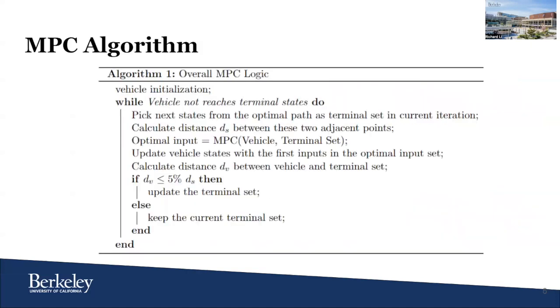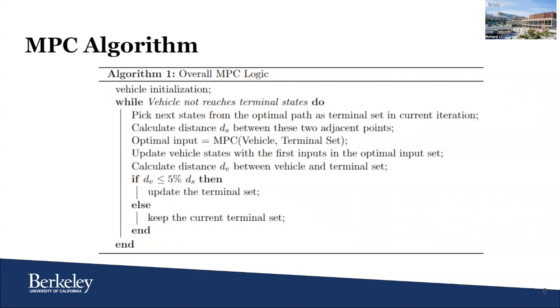Next slide, please. The MPC algorithm is actually pretty easy to understand. At first we have to initialize our vehicle and also the simulation. And then the while loop is where the MPC is implemented. While the vehicle is not at its terminal states, we first pick the next state from the optimal path as the terminal set in the current iteration. And then we calculate a distance called ds between these two adjacent points. We will then use this ds for determining whether we have to iterate the terminal state or not.